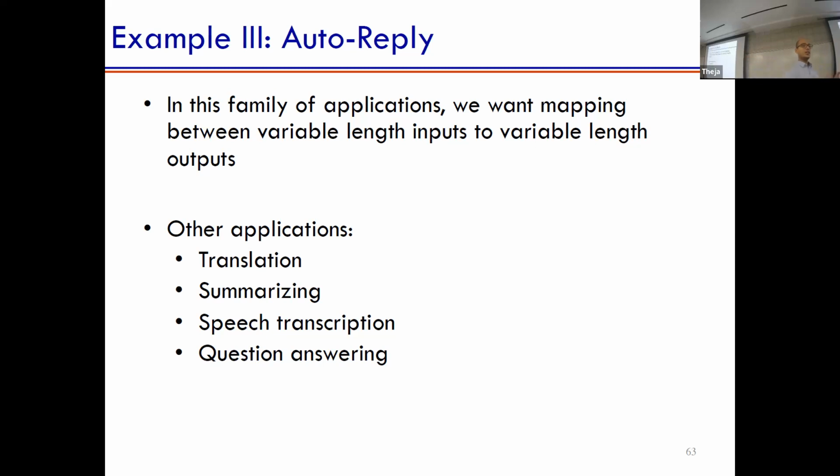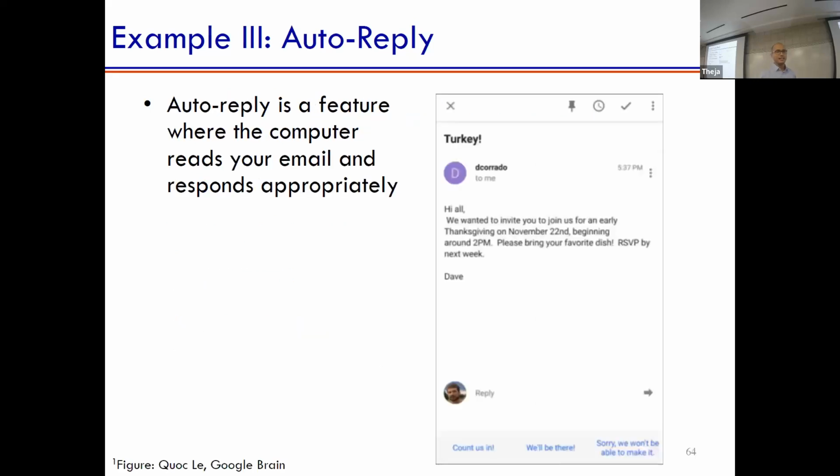These are all supervised learning problems. You need annotated data. You need to have those pairs beforehand so that you can train these models, and you can train the RNNs to do this. So auto reply: given some text as input, you want to generate some text as an output. These are the options that were shown in this illustration.